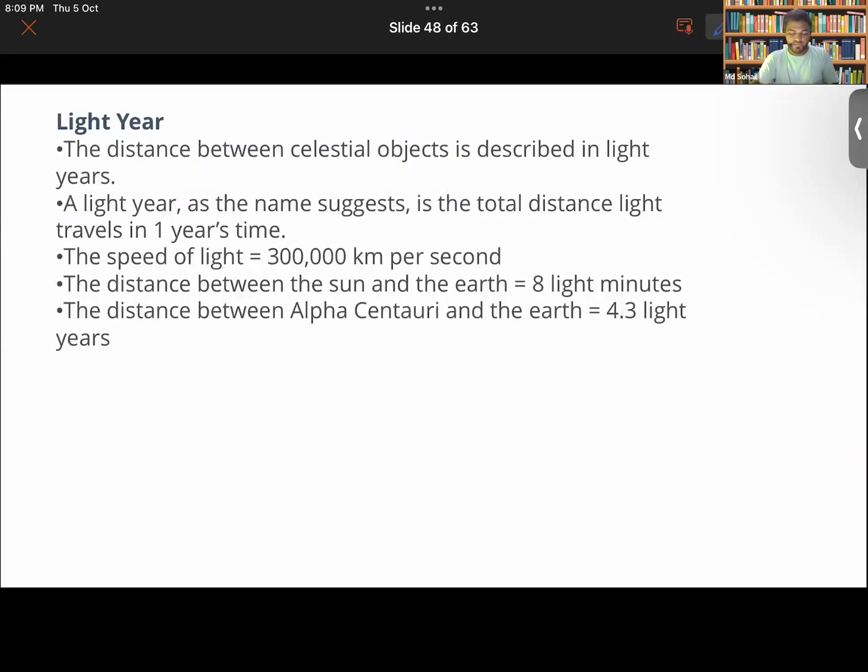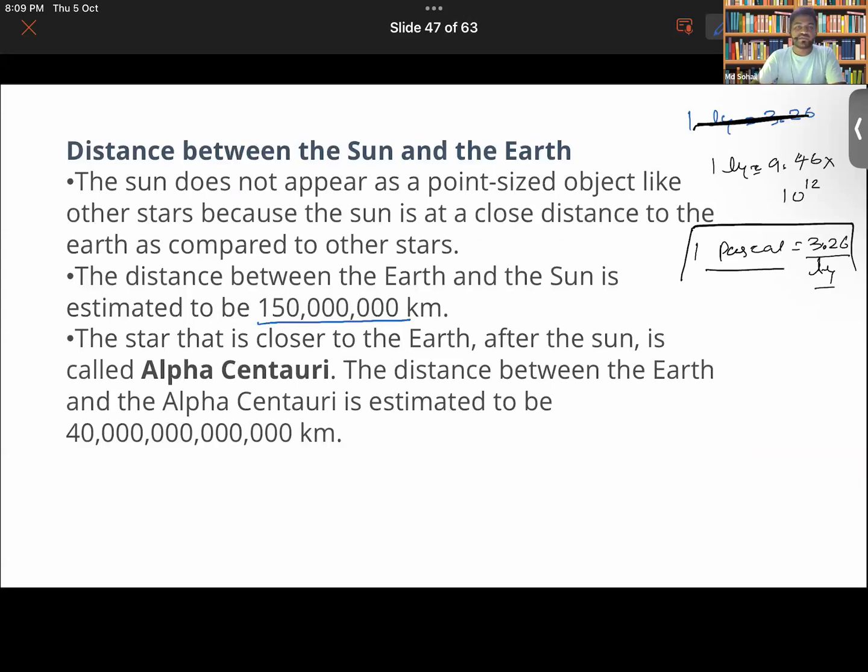So Proxima Centauri, sorry, Alpha Centauri is the star next after the Sun that is closest to the Earth. The distance between the Earth and Alpha Centauri, the data that I gave you earlier, was in terms of light years, I believe. And in terms of kilometers, 4.3 light years away, this much distance is there between the Alpha Centauri and the Earth.